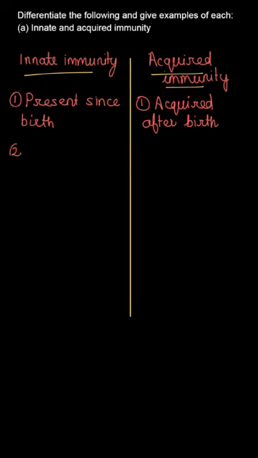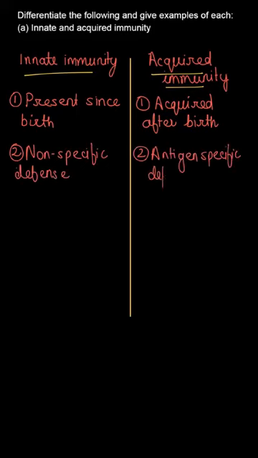Moving on to the next, innate immunity is a non-specific defense, whereas acquired immunity is an antigen specific type of defense. For any infection, innate immunity will be the first line of defense, okay? That is, it will always be present. That's why it's non-specific. Whereas acquired immunity is antigen specific.